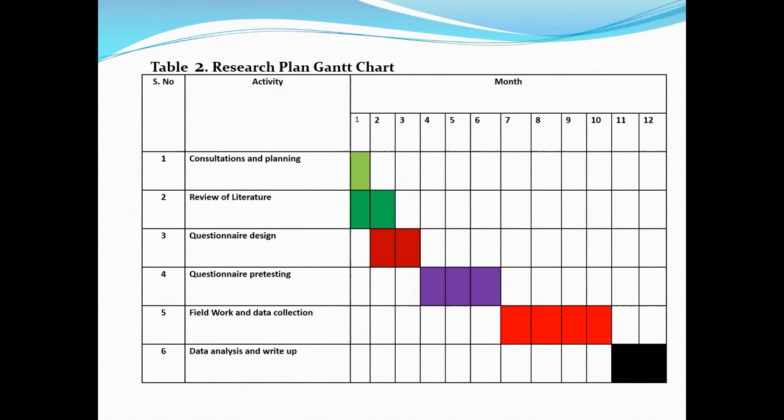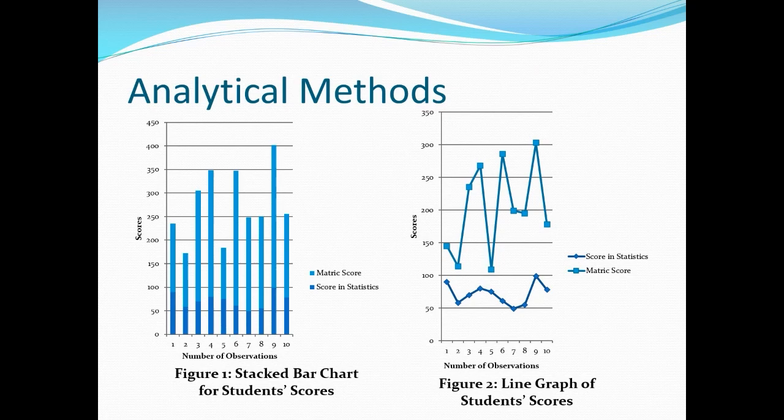Now column graphs, for instance, I have illustrated here with a stacked bar chart. A stacked bar chart on matric scores and then scores in statistics.